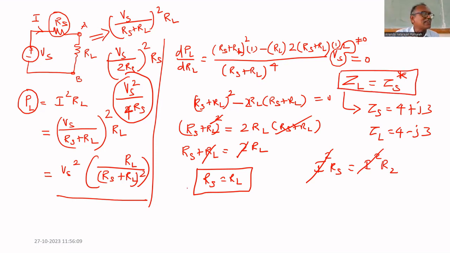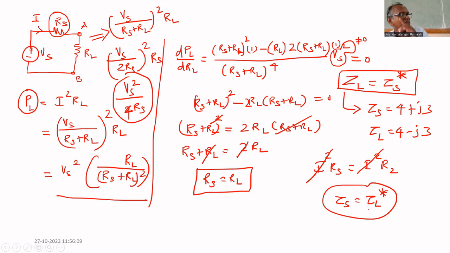We cannot change ZS. That's why ZL must be equal to ZS star. Why don't we write ZS equal to ZL star? This is wrong. Why? We cannot change ZS. We can fix ZL only. ZS is fixed. Mathematically it is also correct, but physically not possible. That's why ZL equal to ZS star.